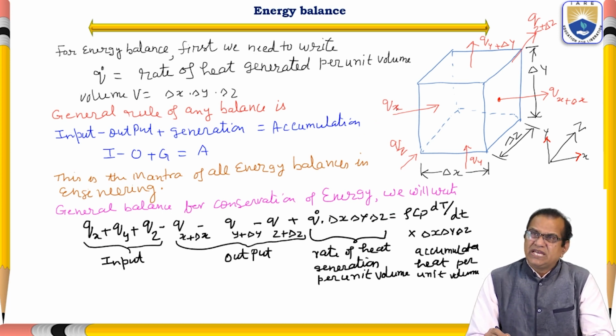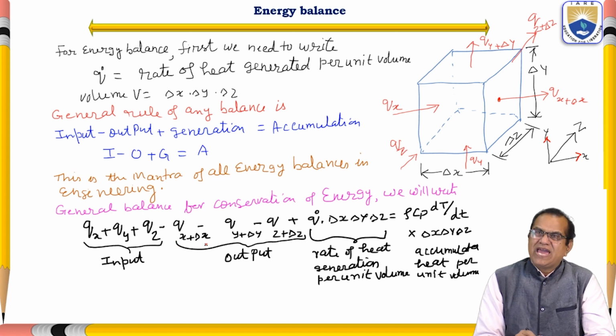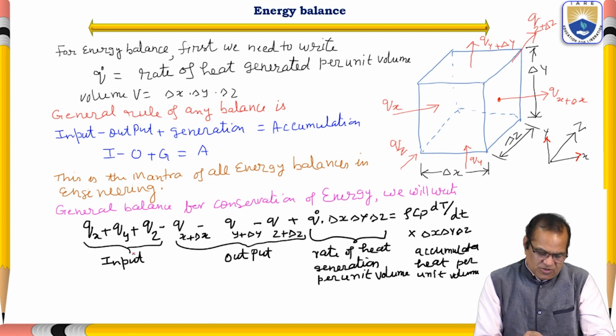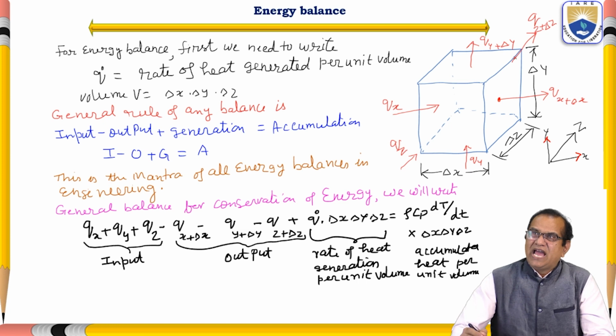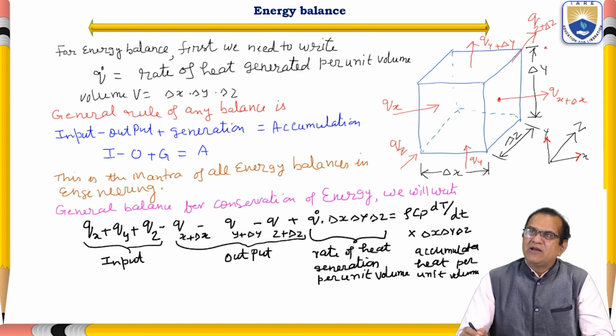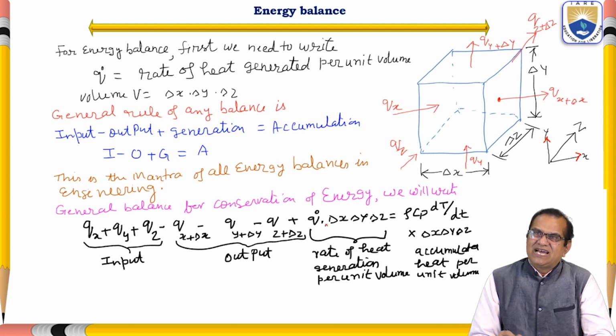So here, if you see Qx plus Qy plus Qz minus Qx plus delta x, minus Qy plus delta y, minus Qz plus delta z. This is the input, Qx, Qy and Qz, and the output is Qx plus delta x, Qy plus delta y, Qz plus delta z, plus Q dot. Q dot is per unit volume, so we have to multiply by volume.